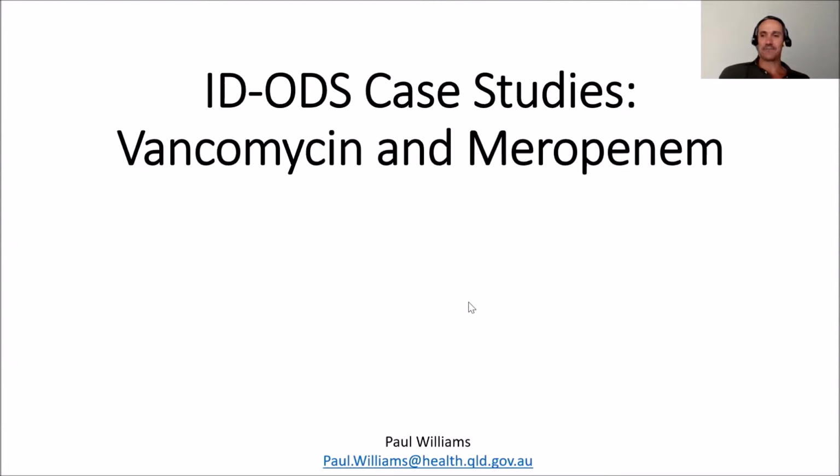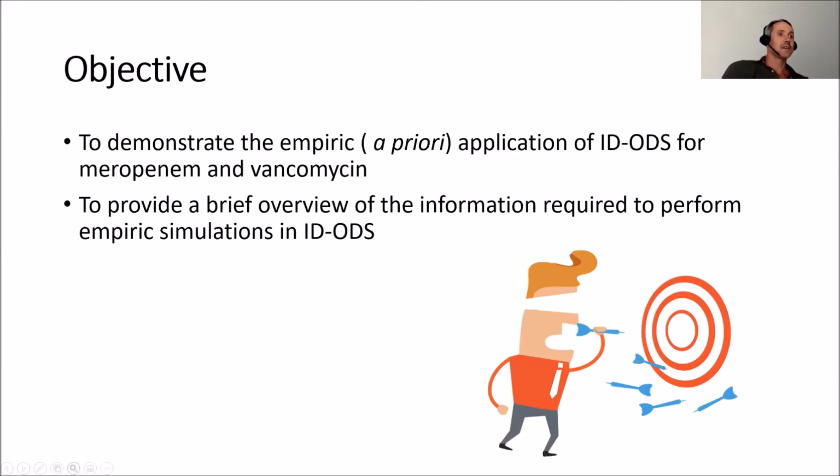Okay, so you can hear me, share my screen. Let's make a start. So I'm going to run through the ID-ODS case study, Vancomycin and Meropenem, and focus on the empiric side of things, and then Jean will do the Bayesian. So the objective, as I said, is to show you the empiric application of ID-ODS. And also just to provide a brief overview of the information required to perform this simulation at ID-ODS.